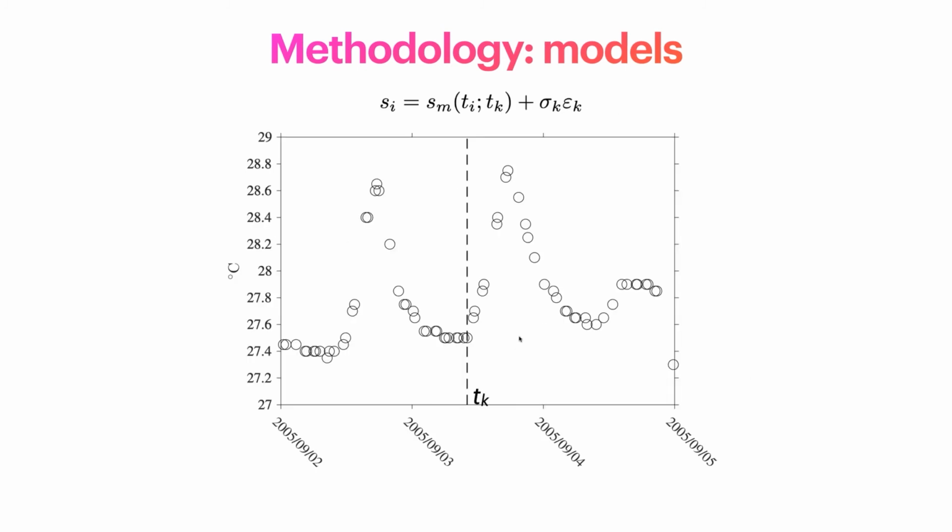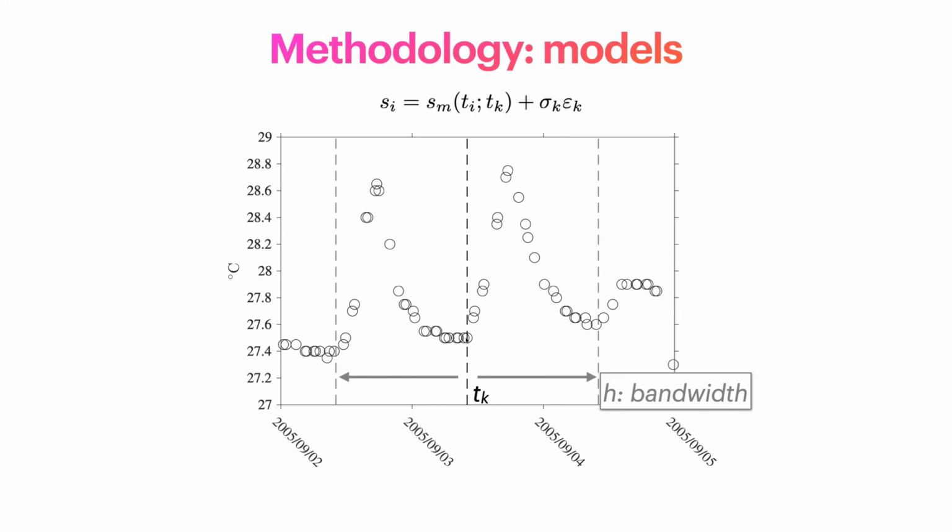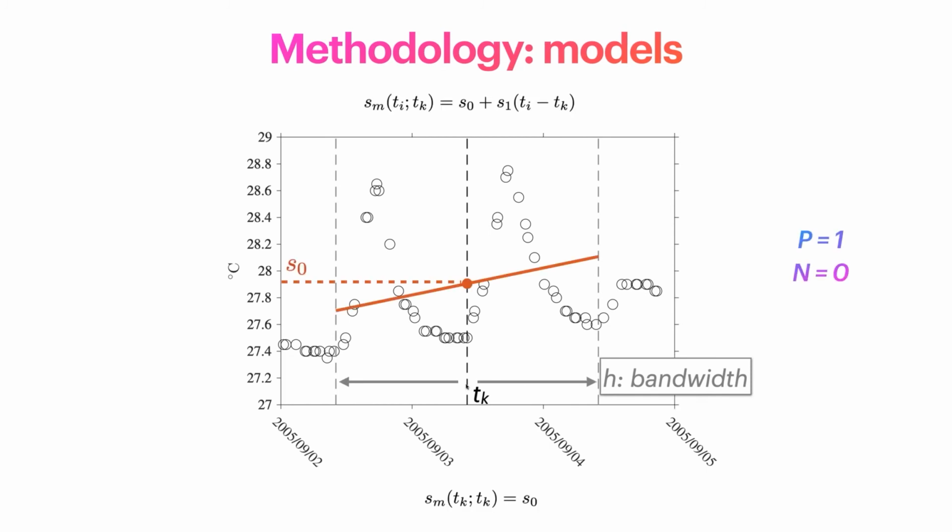How does that work in practice? Here I'm showing you an example. So we have our process model, and here we have a zoom on a time series of about 1 to 3 days of SST observations. We want to get an estimate of what the SST is exactly at this time tk. So what we can do is consider all the observations around this time tk. We're going to define a parameter called the bandwidth, h, and we're going to consider the observations within plus or minus h from that time tk.